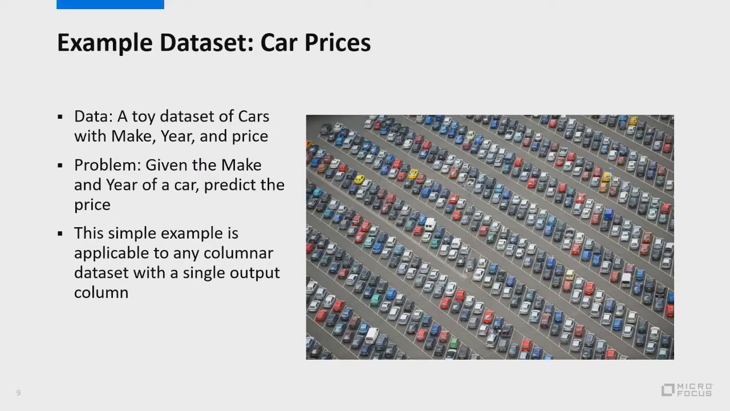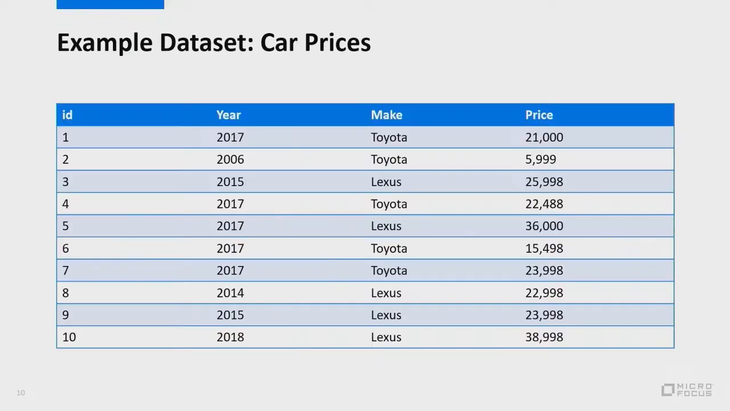Yeah, so first I'm going to give a little toy example. And for this example, I chose a data set of car prices. So the data is a bunch of cars, and the columns are make of the car, year of the car, and its price. And the problem to predict on is given the make and the year of a car, predict the price. And so this is going to be a pretty simple toy example, but the idea is applicable to any column or data set with a single output column, which is basically just the requirements for any regression or classification model, not just XGBoost.